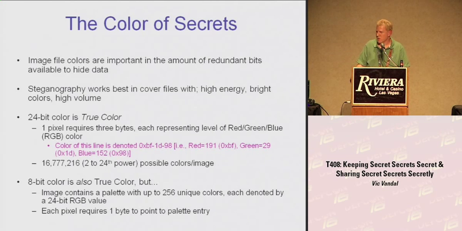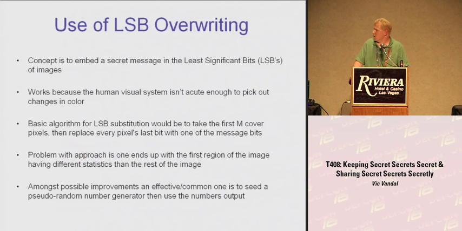We'll go into a little more detail that explains this. Next page. What happens in steganography of digital images is it uses least significant bit overwriting. What you do is conceal or embed a secret message within the least significant bits of those color bytes. This works because the human visual system isn't acute enough to pick out changes in color. Next slide.